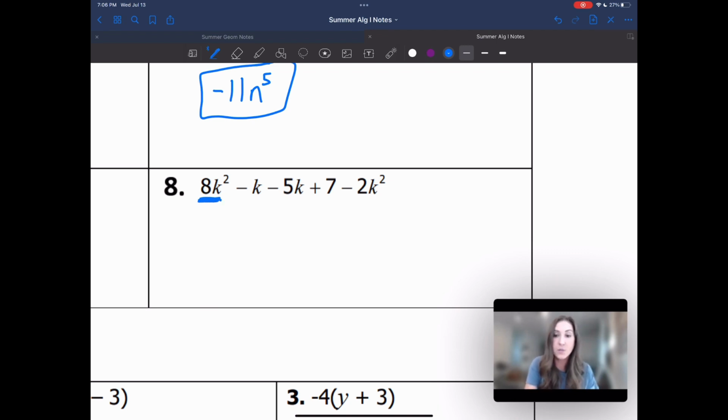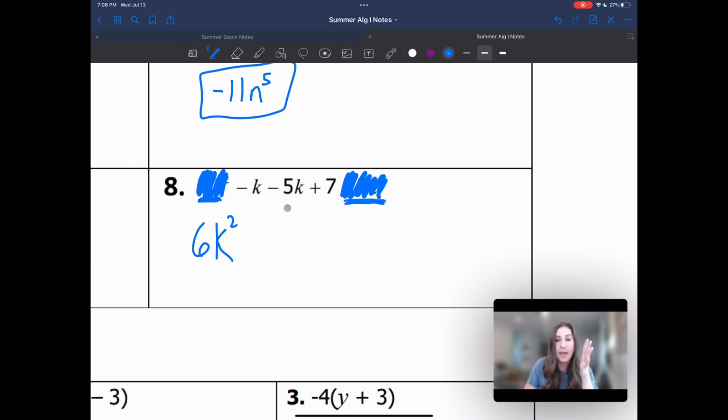I've got an 8k squared, and I also have a negative 2k squared, or you can think of that as just like an 8 minus 2 to give us 6k squared. Okay, and like I said, if it helps you, go like this. Be like, okay, done with those. What else do you see that we could combine?